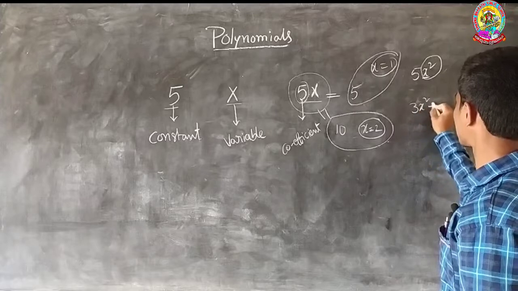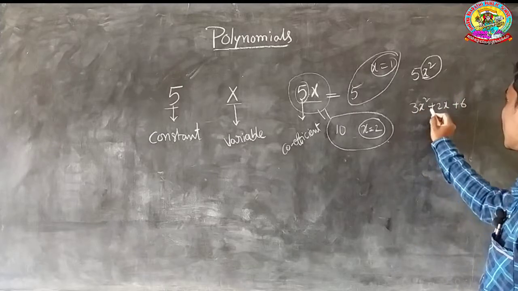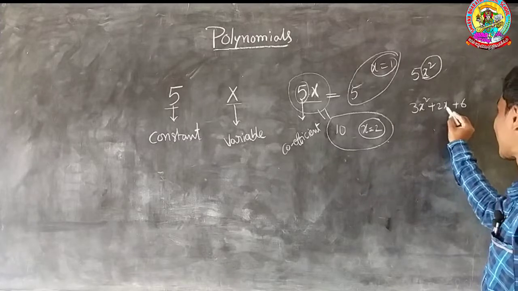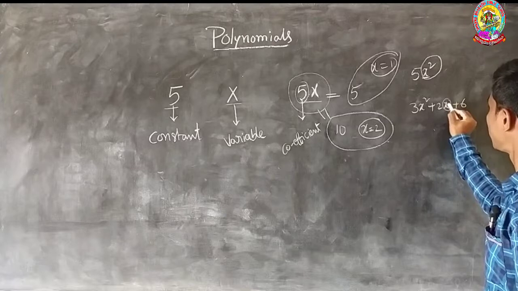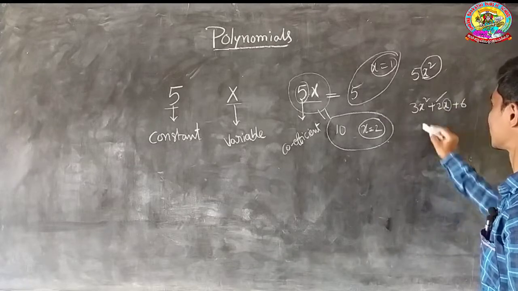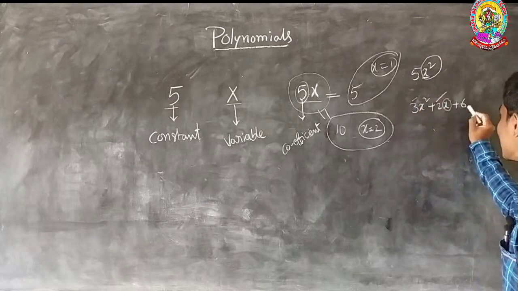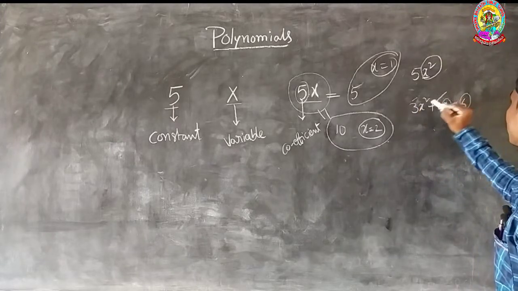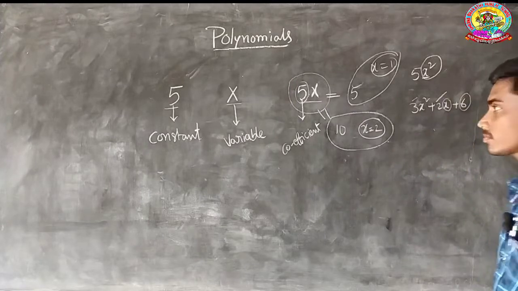3x square plus 2x plus 6. Here what is the coefficient of x? Which means which term is multiplied with x? 2 is multiplied with x, so 2 is the coefficient. Here the x square coefficient is 3, and 6 is the constant term. Here 6 is the constant term.